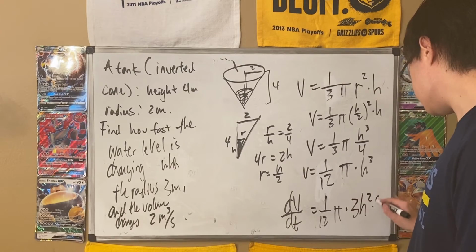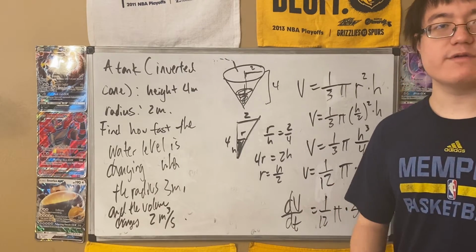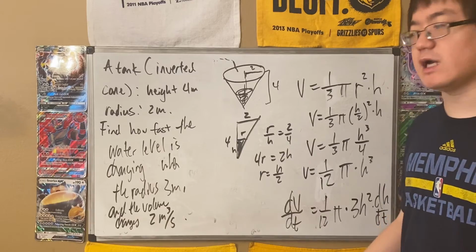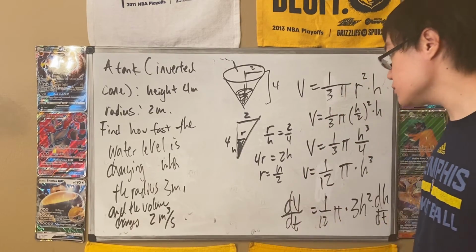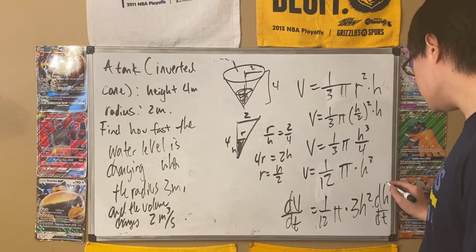3h squared times dh dt. So again, just our normal derivative of h cubed. The derivative of h cubed isn't just 3h squared, it's 3h squared times dh dt. So now what we need to do is start plugging in variables, keeping in mind that we're trying to find how fast the water level is changing. That's going to be dh dt.